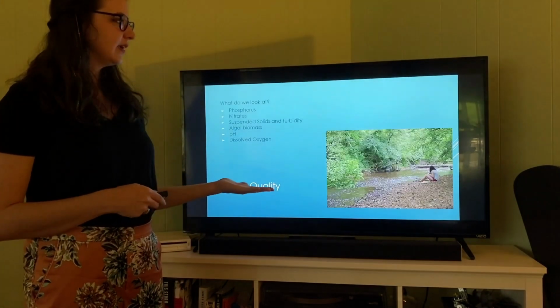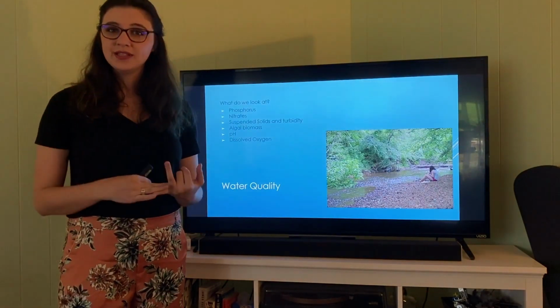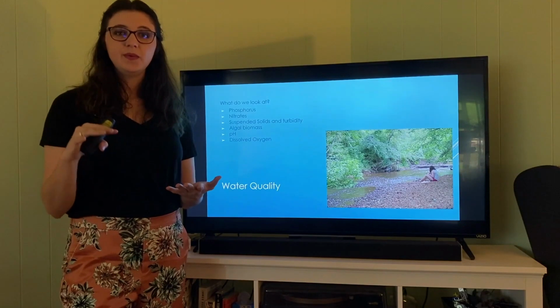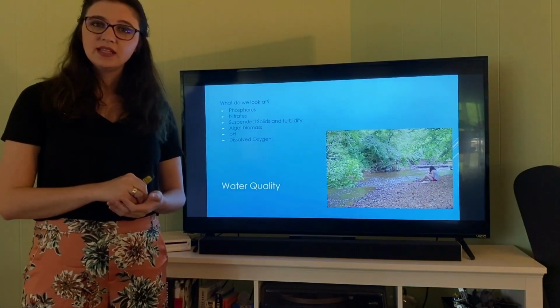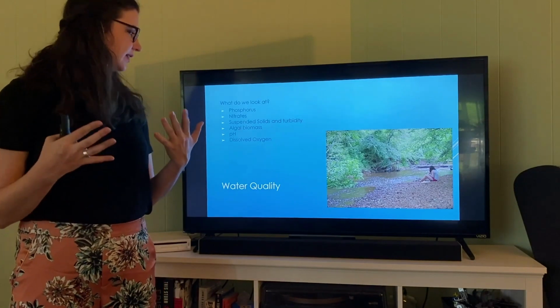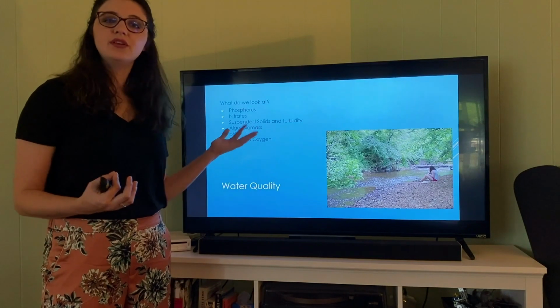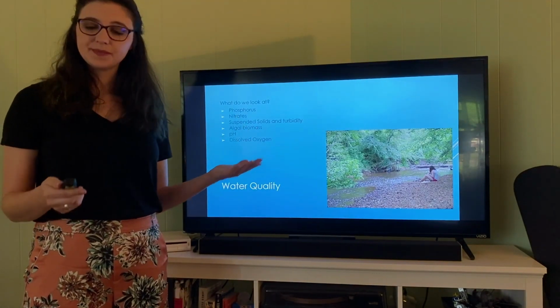So that leads us to the water chemistry part. So what do we look at for water chemistry? We looked at nutrients, which is phosphorus and nitrogen. We looked at suspended solids, which is how muddy the water is. We looked at the algal biomass. We looked at pH and dissolved oxygen. In this presentation, I'm only going to be going over the nutrients, which are the phosphorus and nitrates.